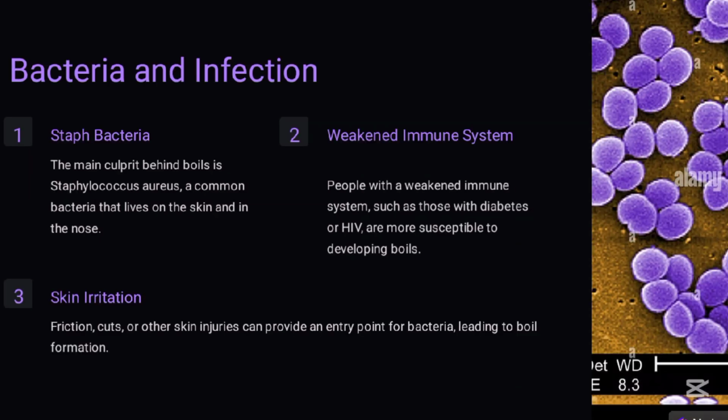Now what kind of bacteria and infection? Number one, staph bacteria. The main culprit behind boils is Staphylococcus aureus, a common bacteria that lives on the skin and in the nose. Second one is a weakened immune system. People with a weakened immune system, such as those with diabetes or HIV, are more susceptible to developing boils. Third one is skin irritation. Friction, cuts, and other skin injuries can provide an entry point for bacteria, leading to boil formation. So this is the basic kind of bacteria that cause boils.